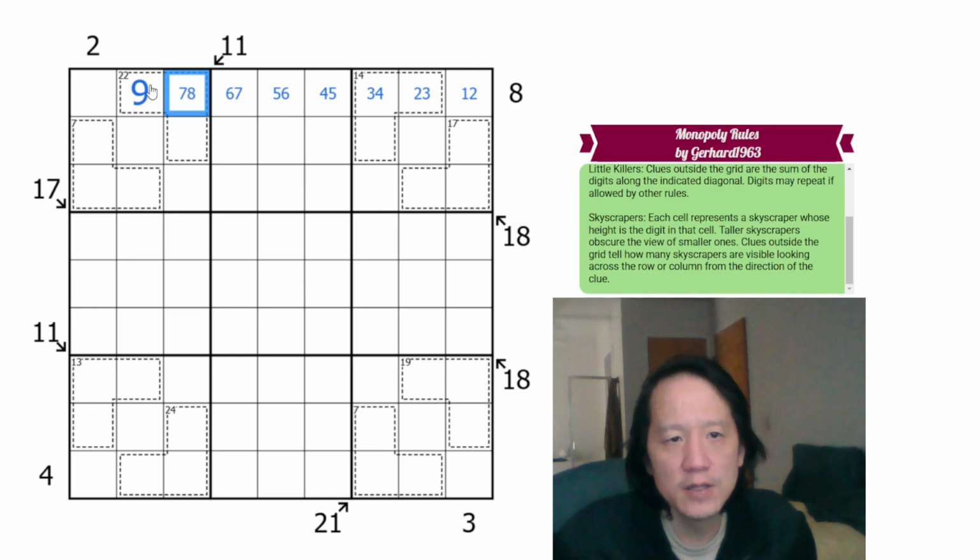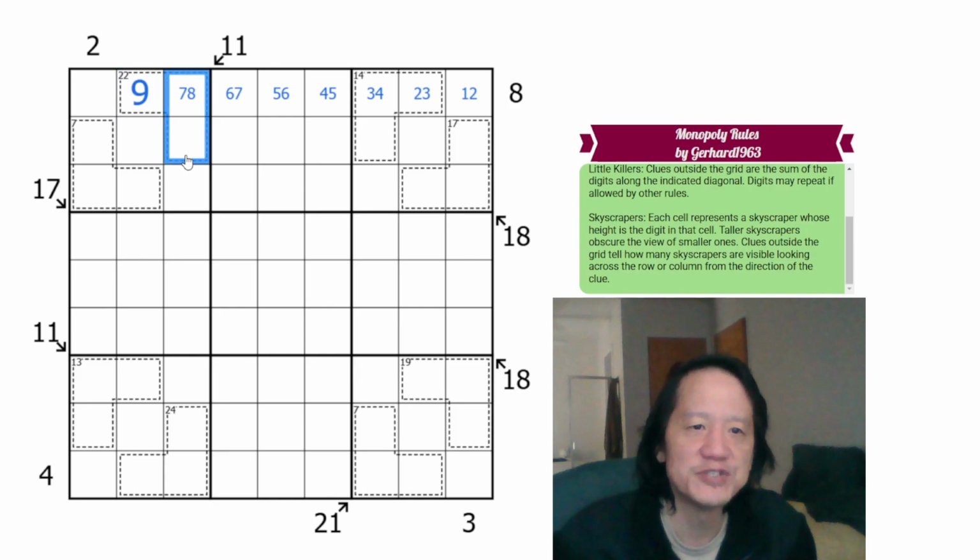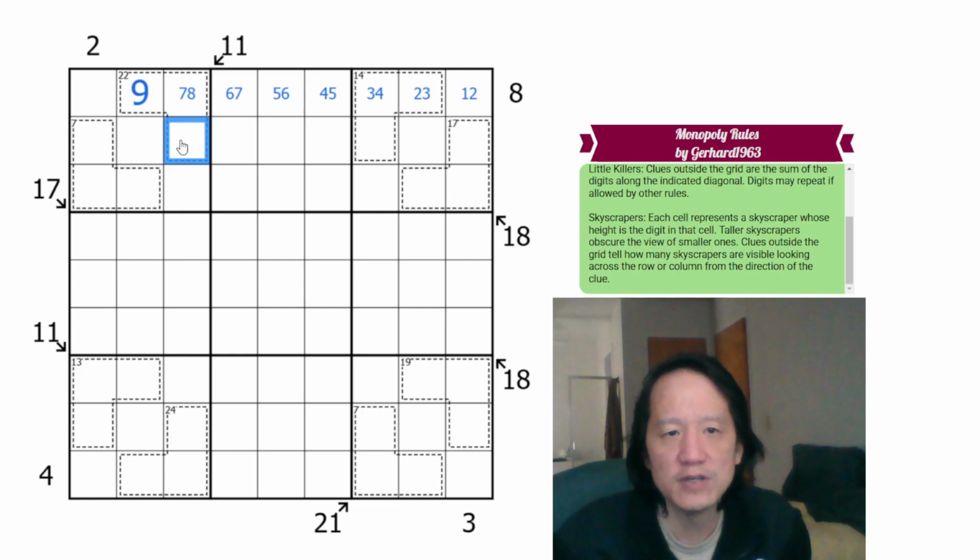Now, these 3 digits add up to 22. So this is 9. So therefore, these 2 digits must add up to 13, which is 22 minus 9. So if you have 2 digits adding up to 13, it could be 4, 9, but we can't have a 9 here. This must be either then 5, 8, or 6, 7.